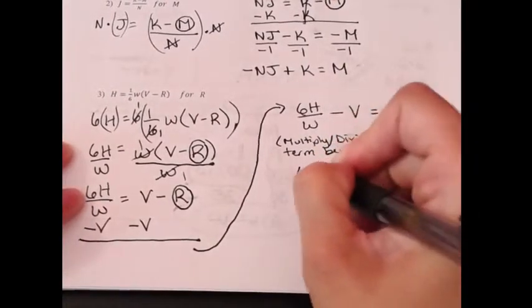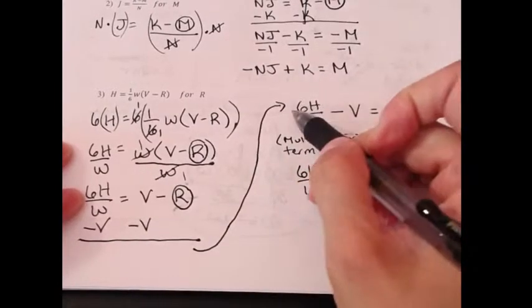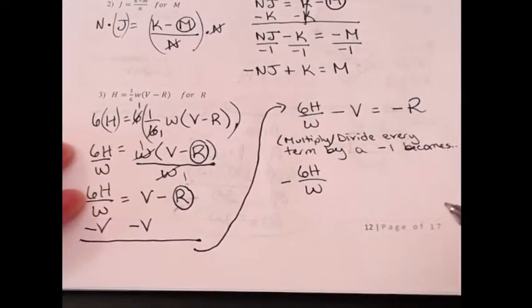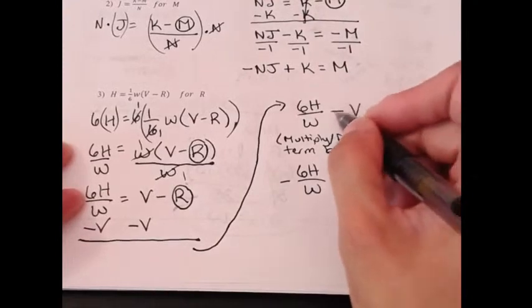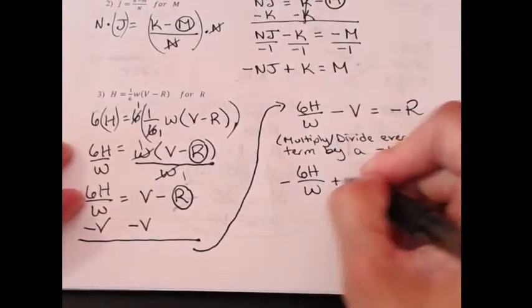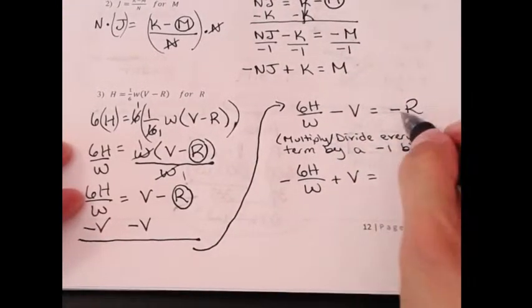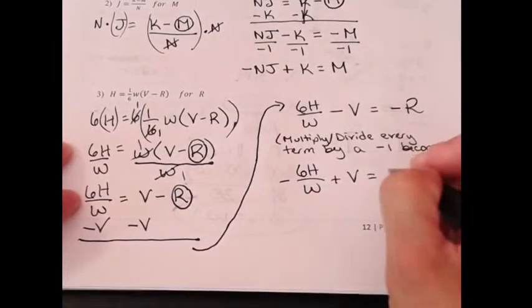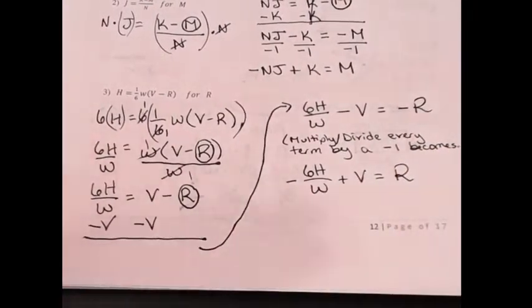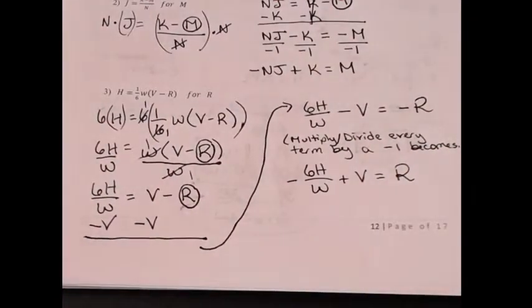Your first term is 6h over w. It was positive, make it negative. Your second term was a minus v, so it becomes positive v. Your third term was a negative r, well now that becomes a positive r. And we have successfully isolated the indicated variable.